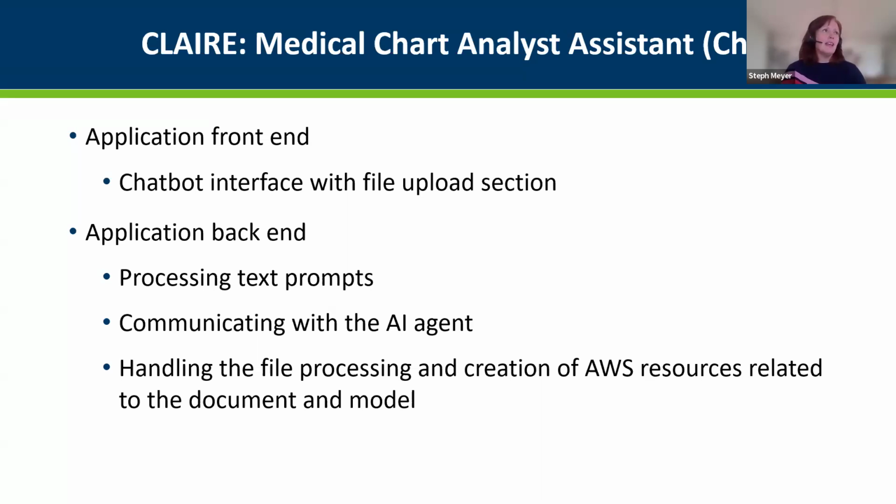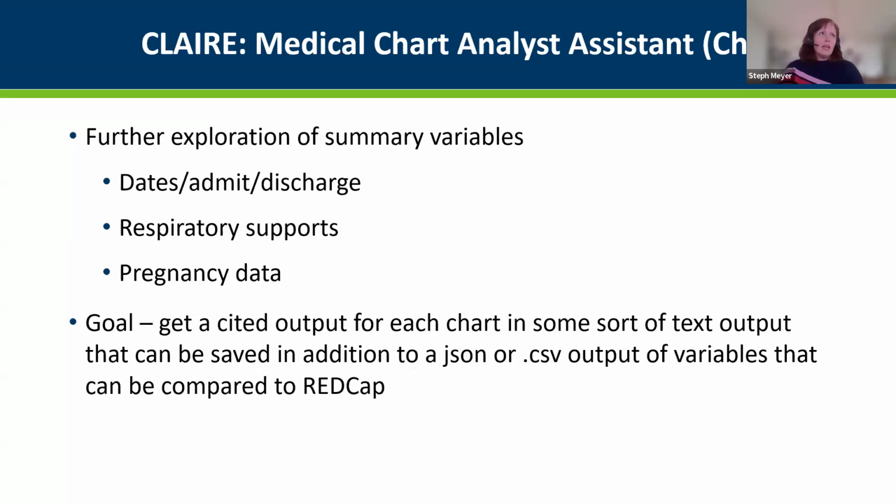And it's really just two pieces. There's an application front end with a chatbot interface and a file upload section, and then an application back end that processes text prompts, communicates with the AI agent, and handles the file processing and the creation of Amazon Web Services resources related to the document and the model. And we thought that this would really give us an opportunity to further explore some summary variables at the start.